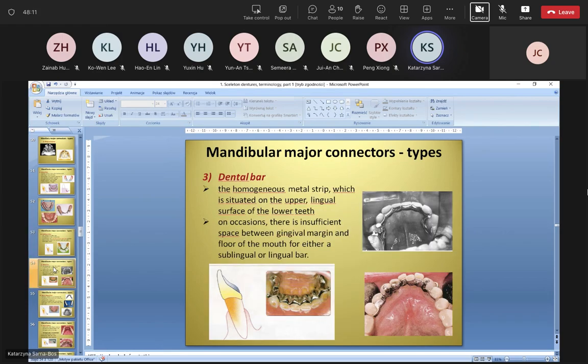The third one, dental bar. This is the homogeneous metal strip which is situated on the upper lingual surface of the lower teeth, as you see here, upper lingual surface of the lower teeth. On occasions, there is insufficient space between gingival margin and floor of the mouth for either a sublingual or lingual bar. So in such cases, when you see here, there is no depth of the sulcus, we can design the dental bar.